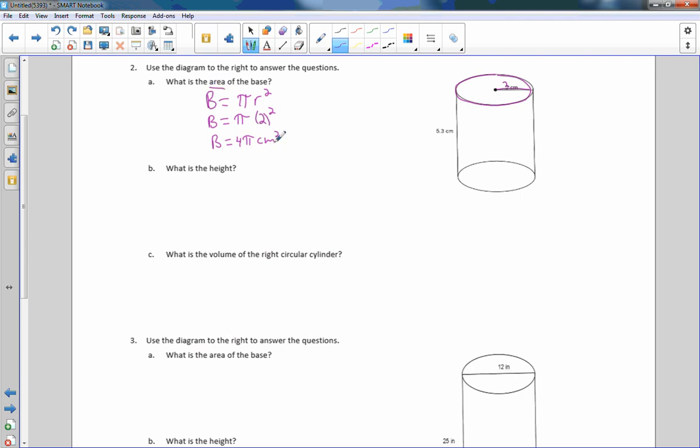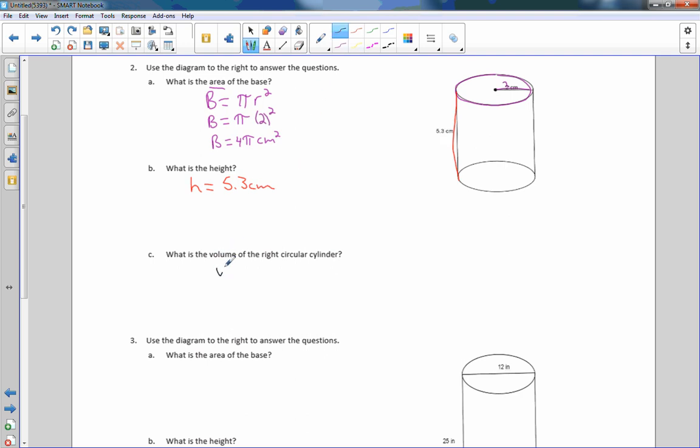Area squared. Okay, now it says, what is the height? Well, the height is right here. And the height is 5.3, I believe that says. Yes, 5.3. So the height is 5.3 centimeters.